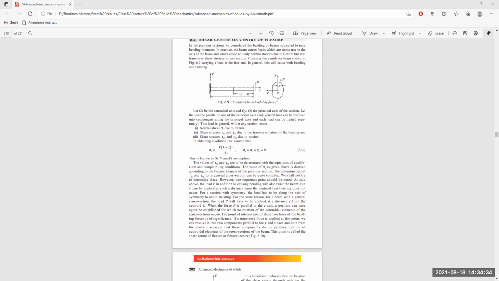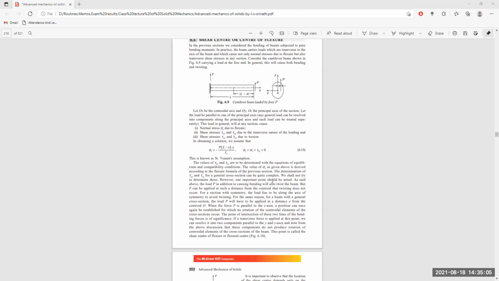The values of tau xy and tau xz are to be determined with the equations of equilibrium and compatibility conditions itself. The value of sigma x given above is derived according to the flexure formula of the previous section. The determination of tau xy and tau xz for a general cross-section can be quite complex, but we are not going through it. We should not try to determine this itself.